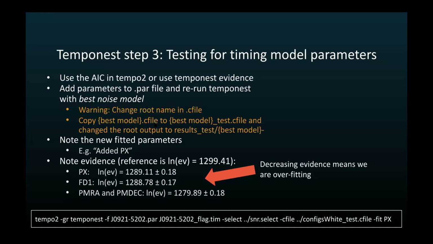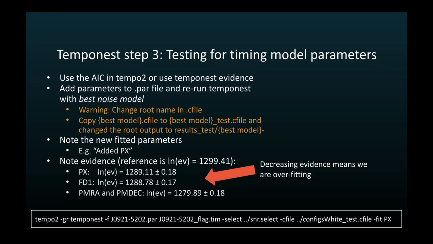So to do that, whatever noise model you think is best, so in this case it was simply the white noise model, but you may have landed on a different noise model as your best noise model. Whichever one is best and you want to use for testing purposes, copy that to another file. So just add an underscore test in the file name. And then open up that test file and change the root output to results_test, right? And then I didn't write it in here, but of course you also need to make a directory called results_test. And that's where this new output will go.